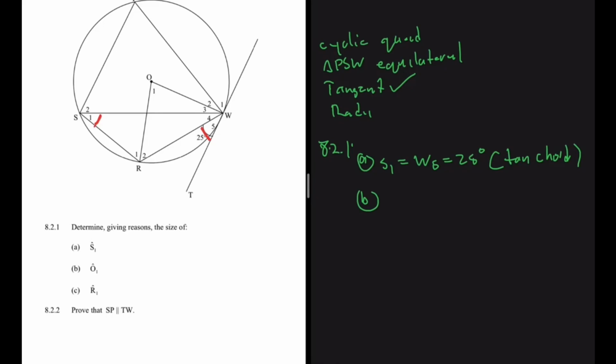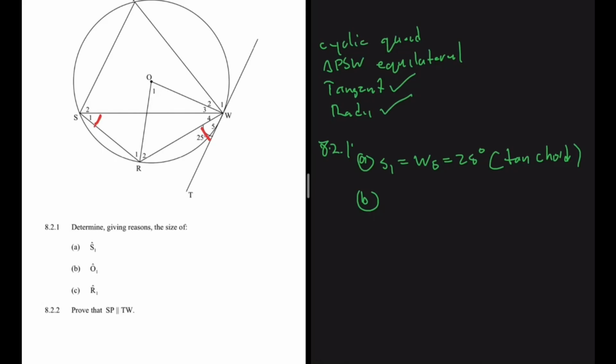Cyclic quad, there's no immediate connection between O1 and the cyclic quad. Angle PSW, O1 is not an angle in PSW, right? So it cannot help us with anything. And then tangent, O1 is at the center of a circle. There's no immediate way that is connected to a tangent, right? Because usually when we're talking about tangent, we're talking about the tan chord theorem. And now the only option we're left with is radii, right? Let's look at how radii can help us.